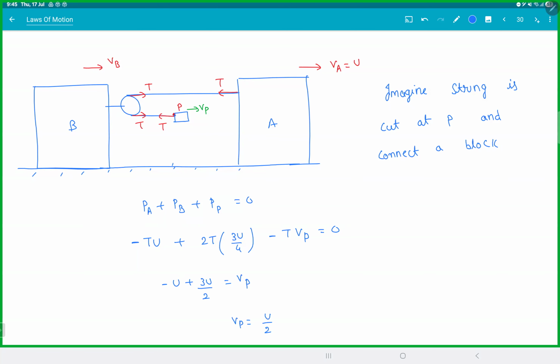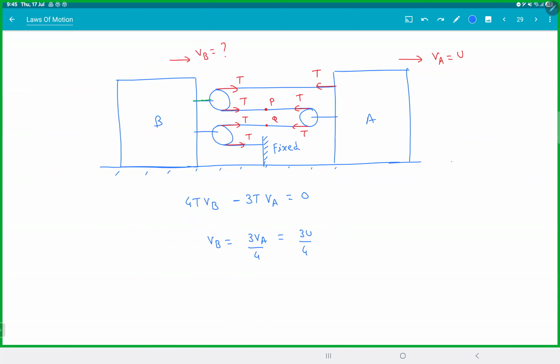Is that statement making sense? Even if I take only a part of the string, since the string cannot take power or give power, even a part of the string's power must be 0. So if you cut it at point P and assume there is a block, the string will still give us 0 power.